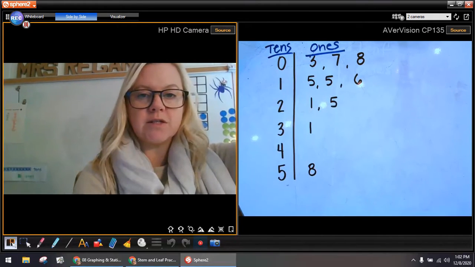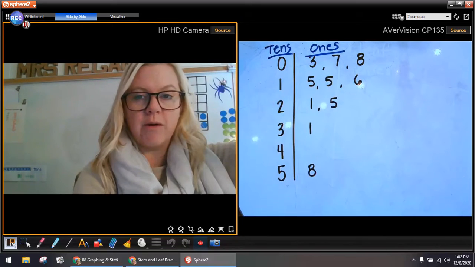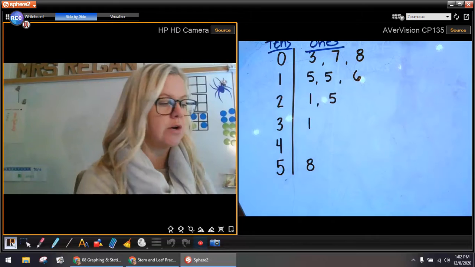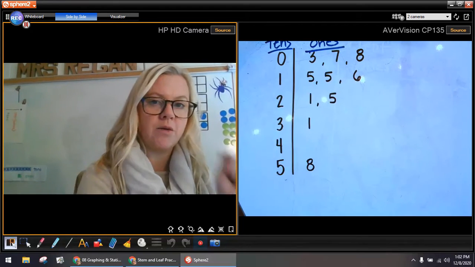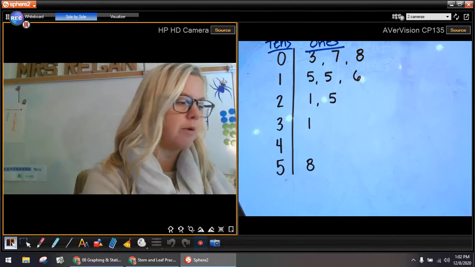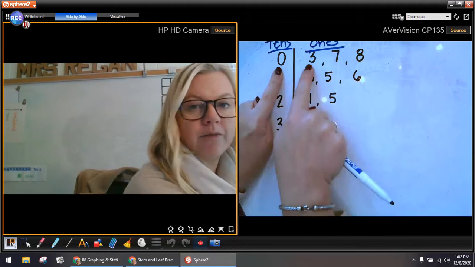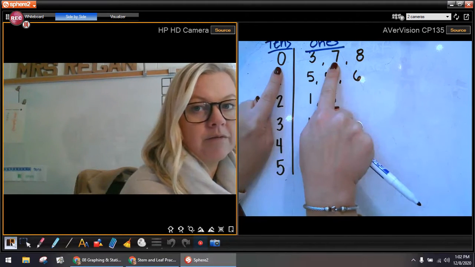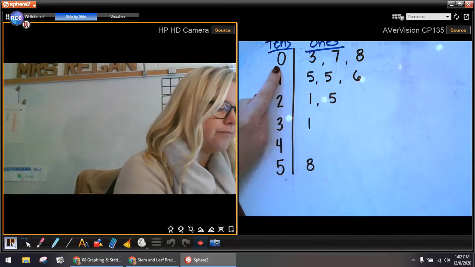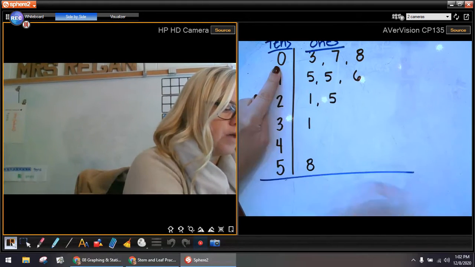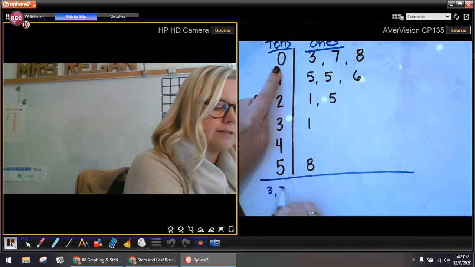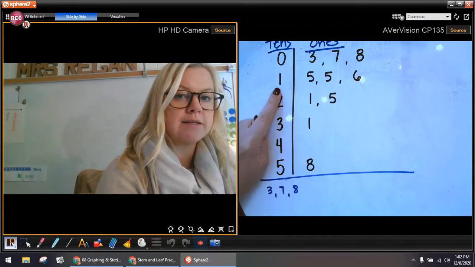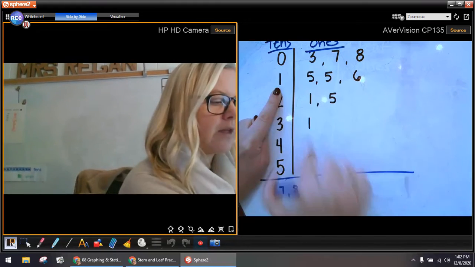So first things first is to put all of your numbers in order. You have to look at your full data set, meaning your list of numbers. So I take one from the tens and one from the ones, put them together to make my number. 0 tens and 3 ones is the number 3. Then I have 7 and then 8. 3, 7, 8. Let's go to my next stem, my next branch of tens.